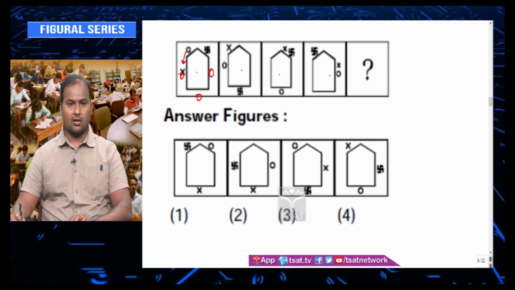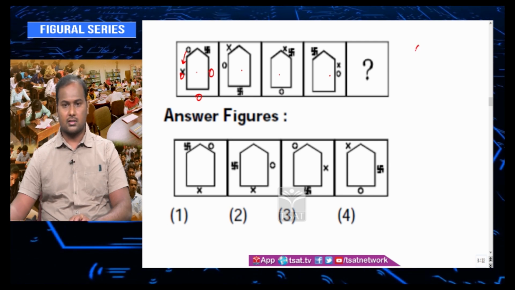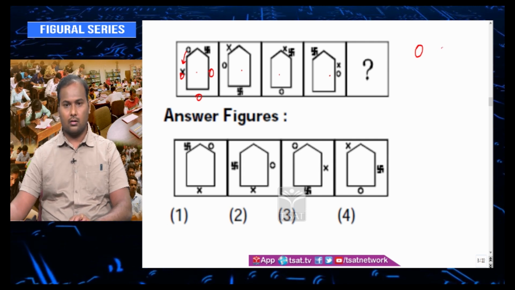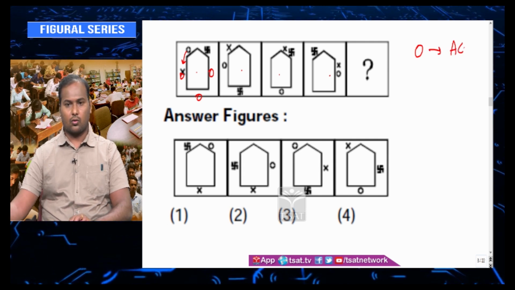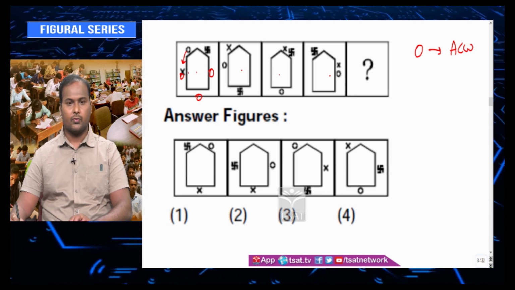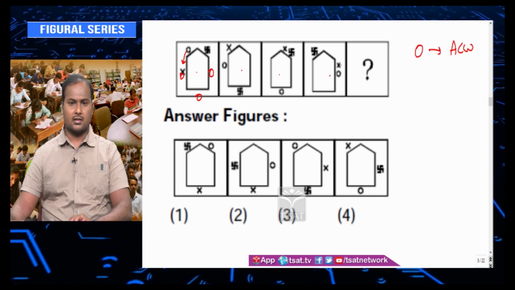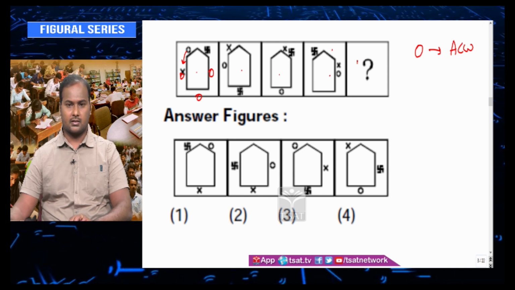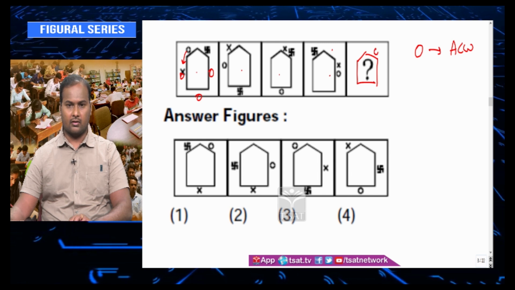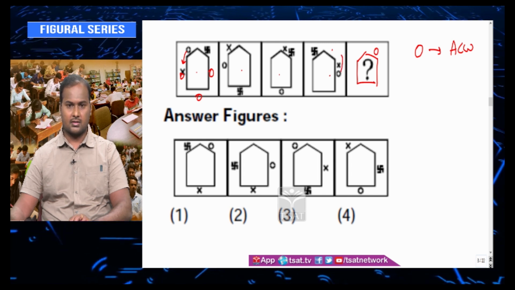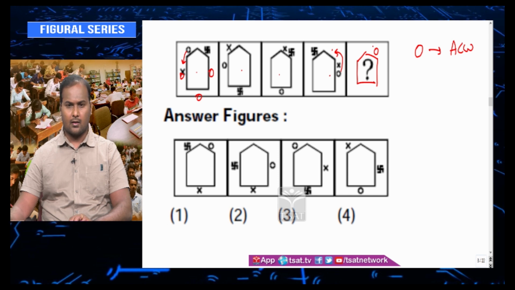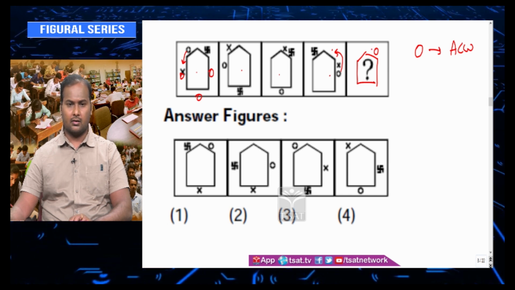See the rotation here. How is the circle rotating? The circle is rotating in the anti-clockwise direction from one point to the next point in the pentagon. Obviously in the answer it will be somewhere here. Means if this is the pentagon, in the answer figure the circle will be here, because from here the circle will rotate to the next position. Circle will be here.